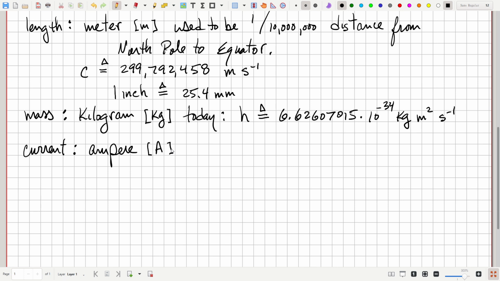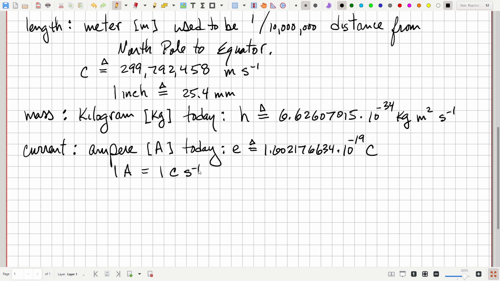And this used to be defined as the force between two wires carrying 1 amp of current being a certain amount. Today, we'll just jump to this: we define the fundamental electric charge, e, to be exactly 1.602176634 times 10 to the minus 19th coulombs. That is the charge on 1 proton, or the negative of the charge on 1 electron. And then we say that 1 amp is the flow of 1 coulomb per second.